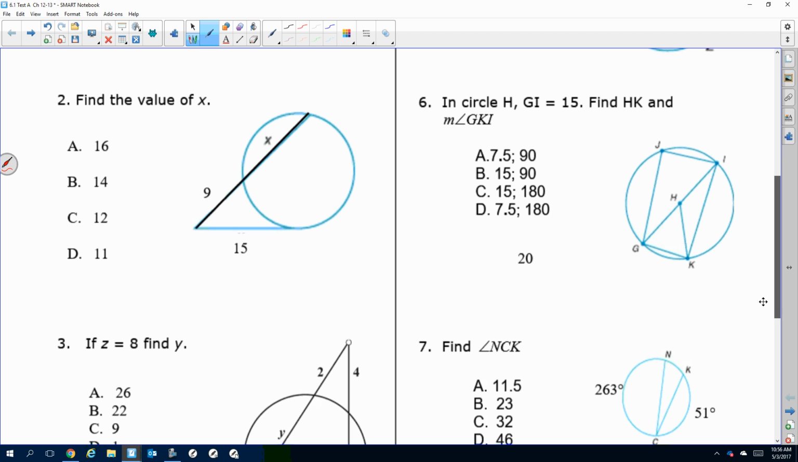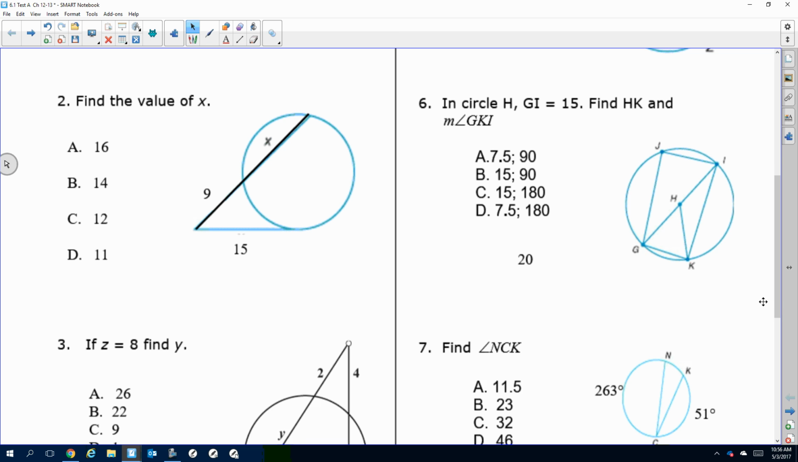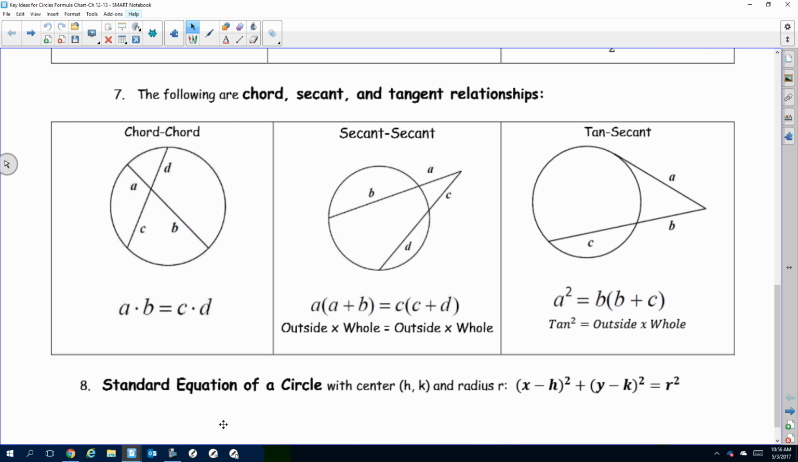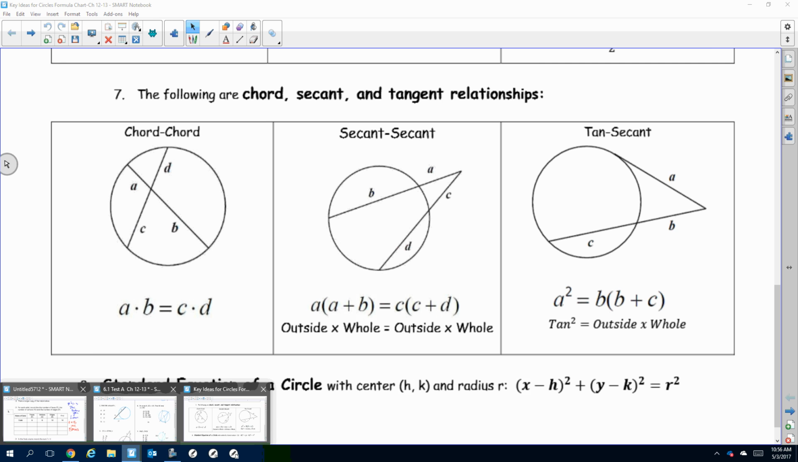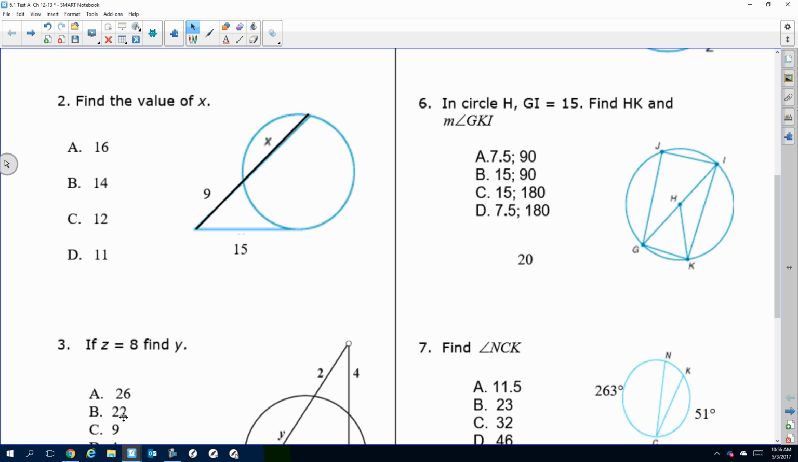On number 2, looking for which one looks like this picture. We already did chords. Do we have two parts outside? Does it look like a secant or a tangent secant? It's tangent secant. It's a little changed, but this part here is your tangent, because it only touches the circle at one point. And this segment here is your secant, because it touches the circle at two points. So we have tan secant.